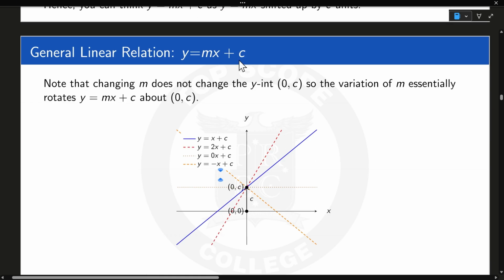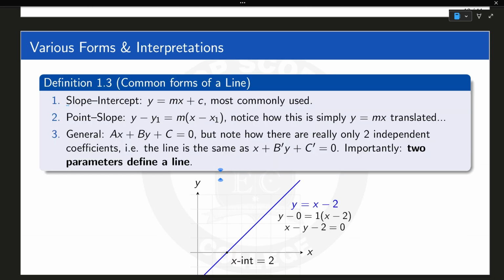If you keep the value of c constant, then variations of m will give you rotated versions of the line with the same y-intercept. That's the reason why it's generally stated as the intercept form. So the first one, slope-intercept form, is basically the one we have seen, which is most commonly used.